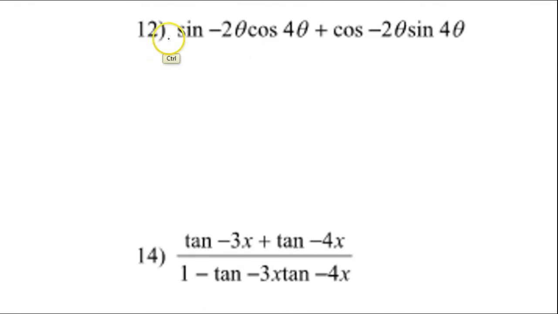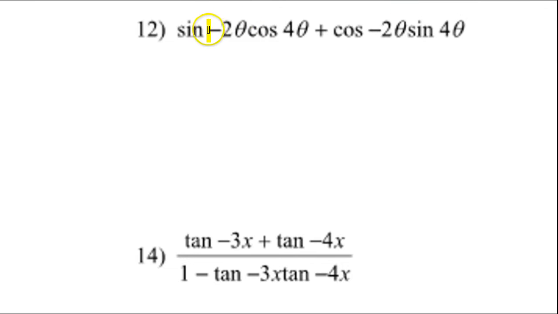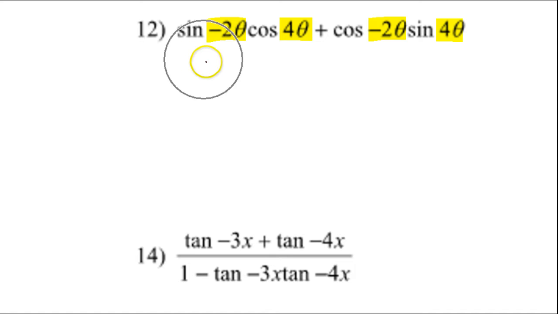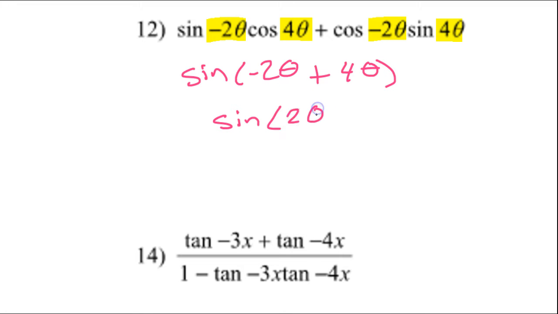This problem is the same thing, sine, cosine, cosine, sine. That reminds me of the sine formula. So this is like angle A, and this is angle B. And there's angle A again, and here's angle B again. So this can be rewritten as the sine of negative 2 theta plus 4 theta. Okay? And this simplifies down to the sine of 2 theta.